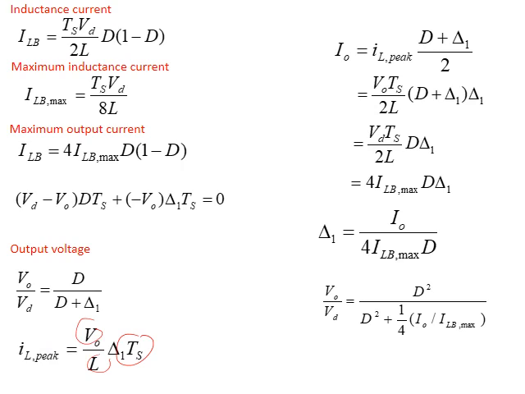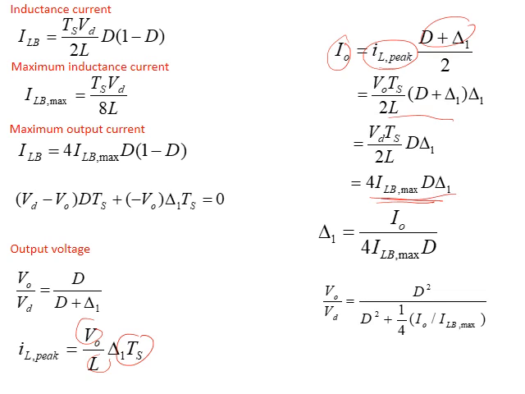Okay? And IO is 1 over 2 IL peak, by the time for the switch to conduct the current. I substituted here. Now we have a formula for the current. We can substitute and simplify. We got the output current in terms of ILB max.